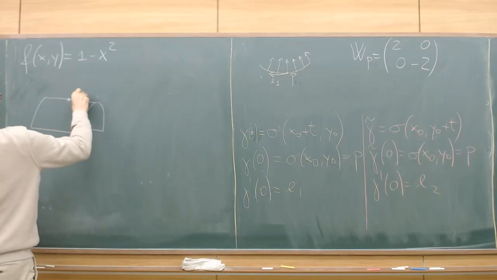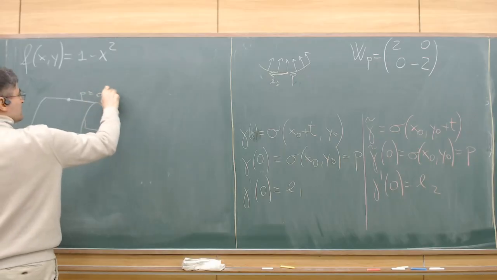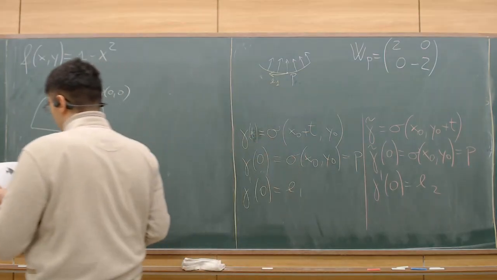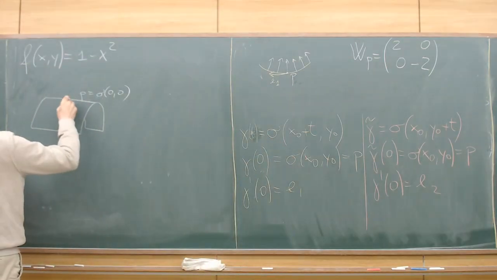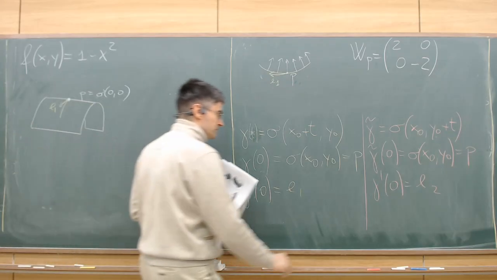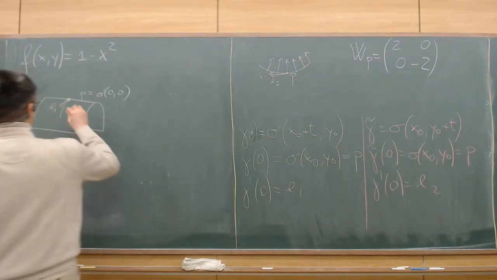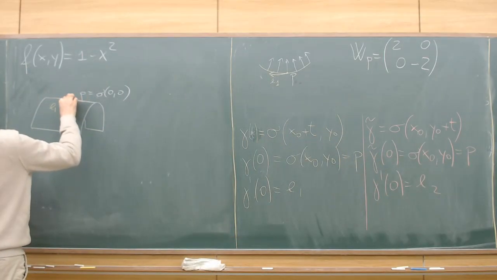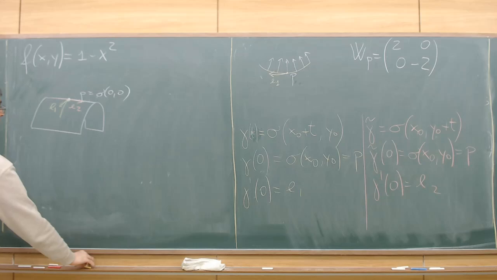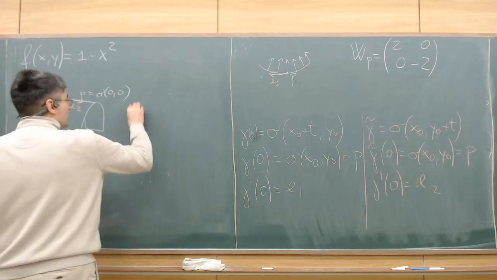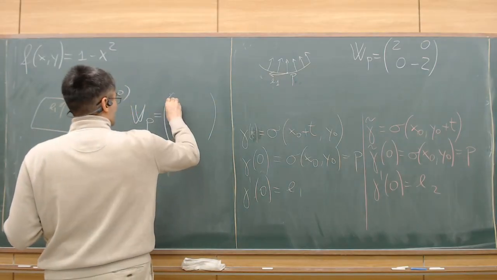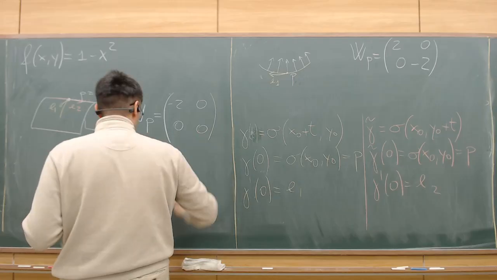Suppose that this is P equals sigma(0,0). Then in this case, the yellow curve looks like this, and this is E1. Instead, the red curve is this, and the E2 points like this. In this case, the matrix which represents W_P is given by [-2, 0; 0, 0].